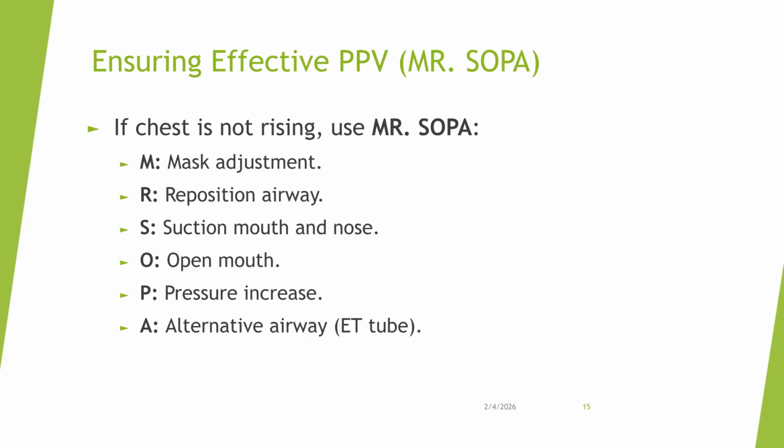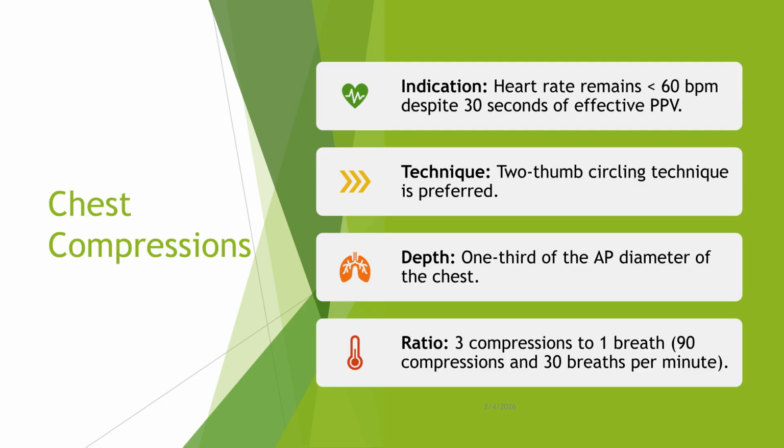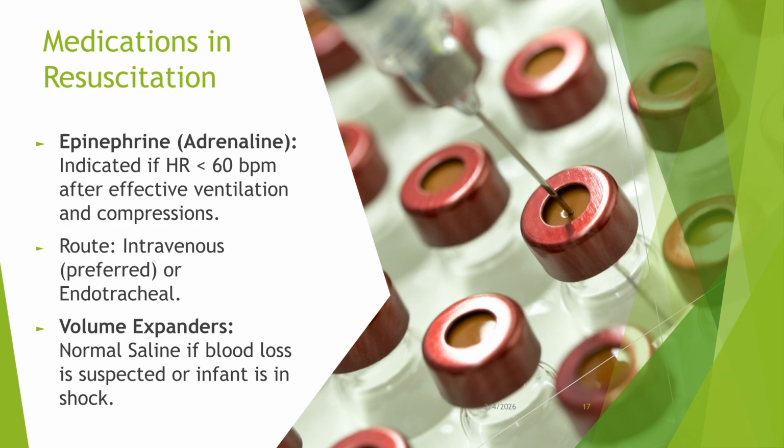If the chest is not rising, use Mr. SOPA to ensure effective PPV. This acronym stands for mask adjustment, reposition airway, suction mouth and nose, open mouth, pressure increase, and alternative airway. Chest compressions are indicated if the heart rate remains below 60 BPM despite 30 seconds of effective PPV. The preferred technique is the two-thumb circling method, with a ratio of 3 compressions to 1 breath.